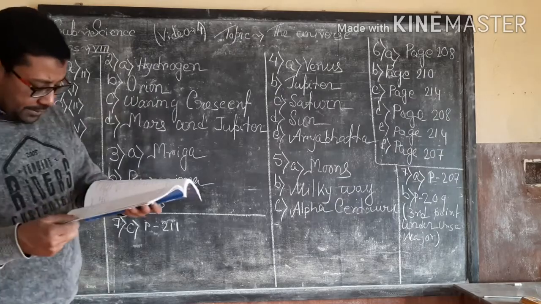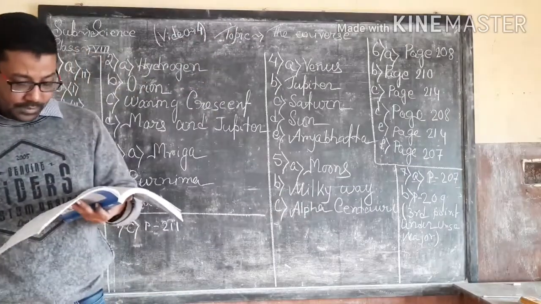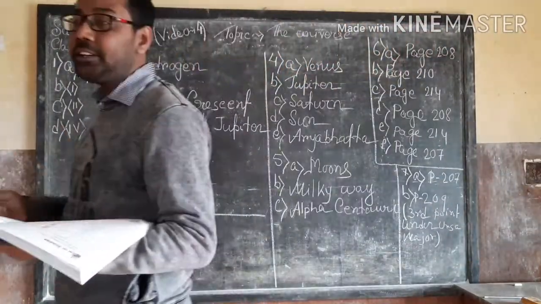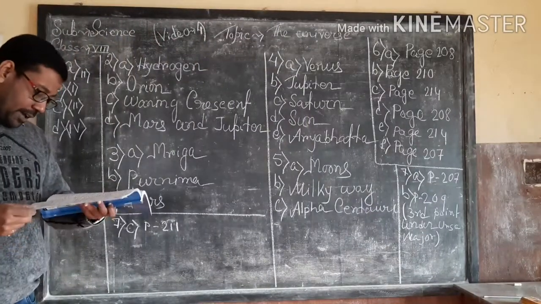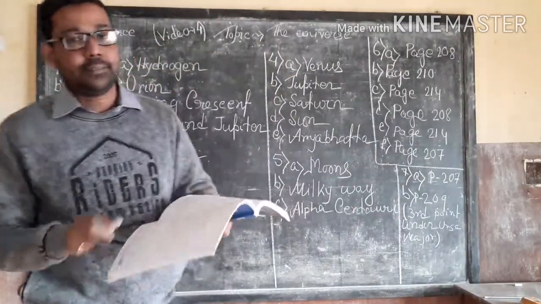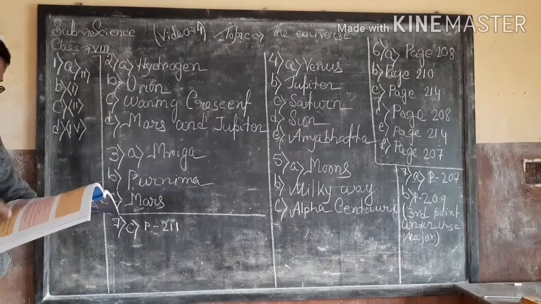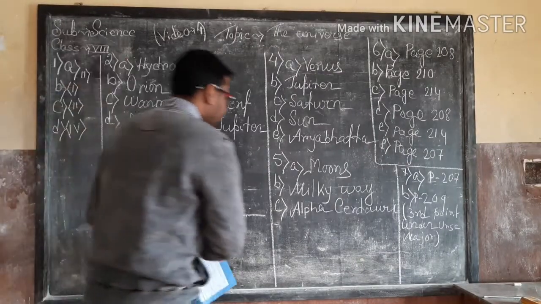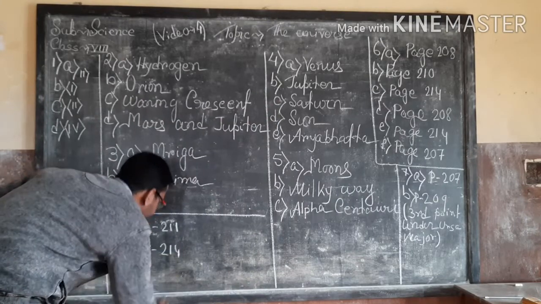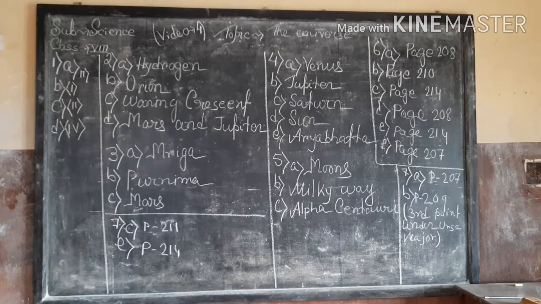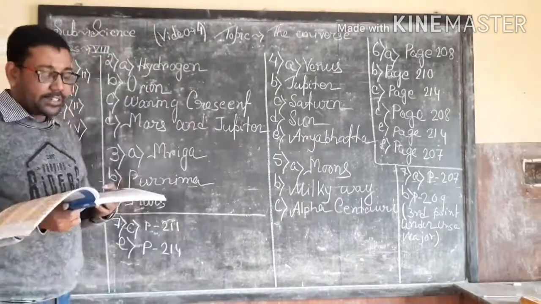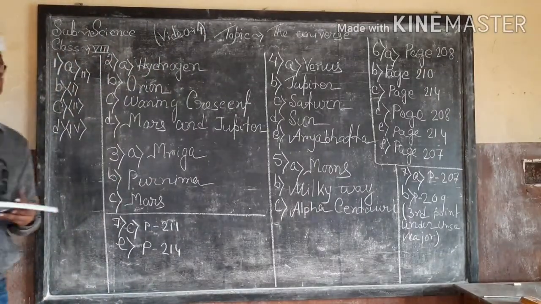And write a short note on any two constellations. You can choose any two among all the constellations present in your book. And distinguish between meteors and meteorites. For this question, only mention page 214. In page 214, the difference between meteors and meteorites is the correct answer for 7E. So that's all for today's lecture.